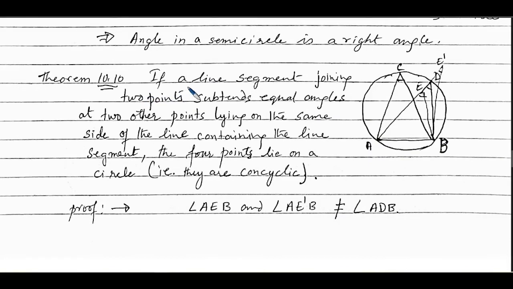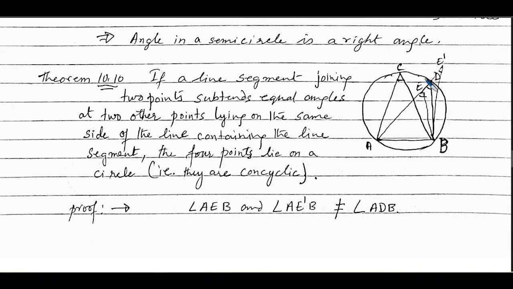Theorem 10.10: if a line segment joining 2 points subtends equal angles at 2 other points lying on the same side of the line, say this is the line AB, one point here, another point here, on the same side, with equal angles, then the 4 points lie on the circle. These 4 points A, B, C and D.